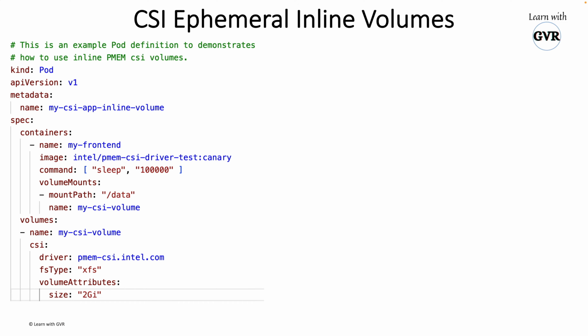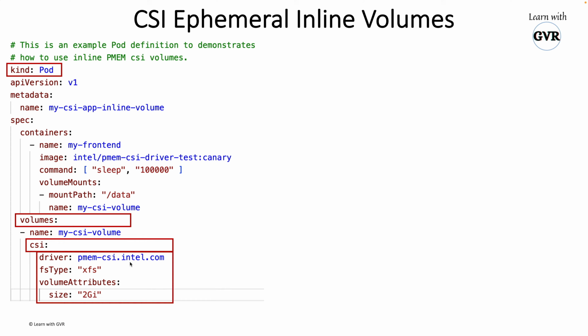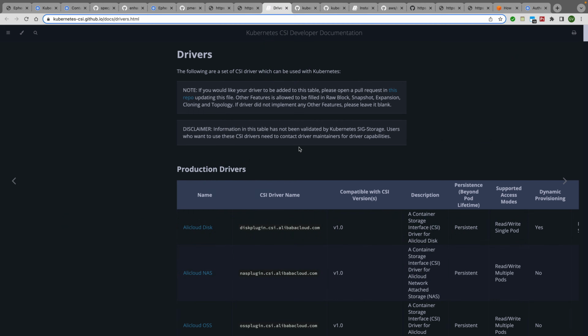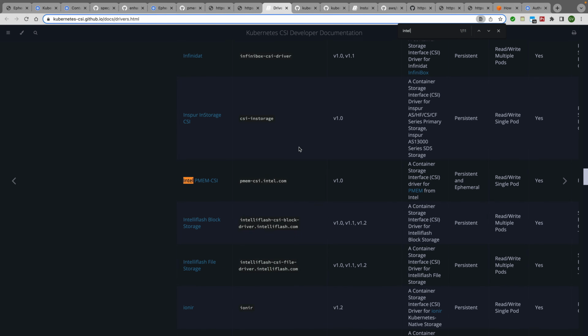Then next, same thing, CSI ephemeral inline volume. There is one example. This is a simple pod, right? And a volume, with some name given. The volume is a CSI driver provided volume, right? This driver is by intel.com, pmem-csi.intel.com. So if you go to the drivers list and search for Intel, you will find this Intel volume.